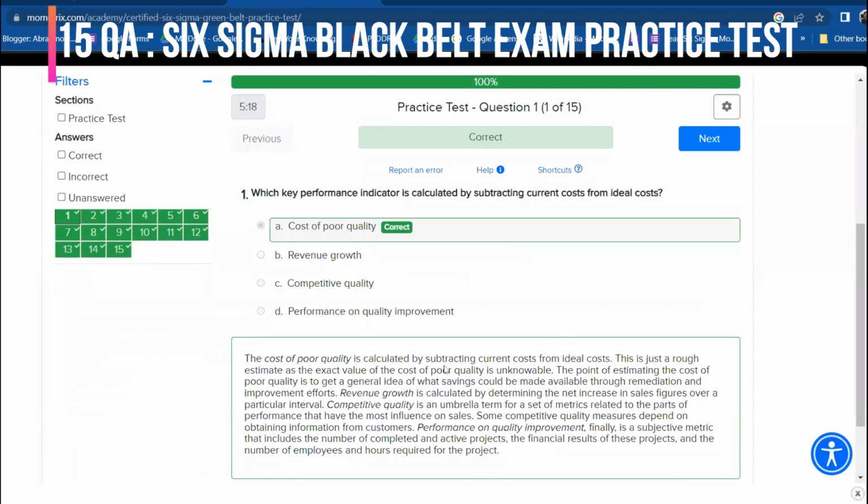So the cost of poor quality is calculated by subtracting the current cost from the ideal one. This is just a rough estimation. And more importantly, revenue growth is calculated by determining the net increase in sales figure over the particular interval.